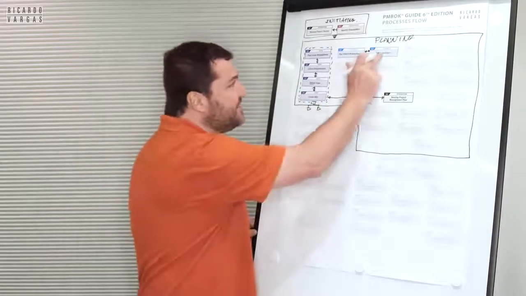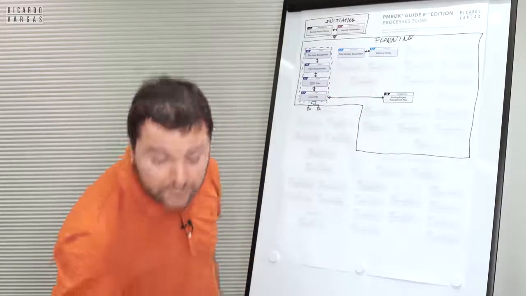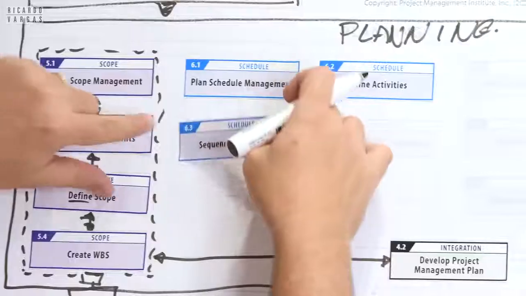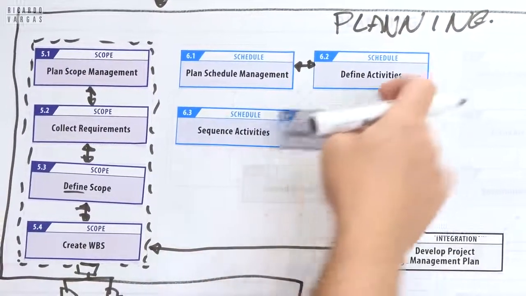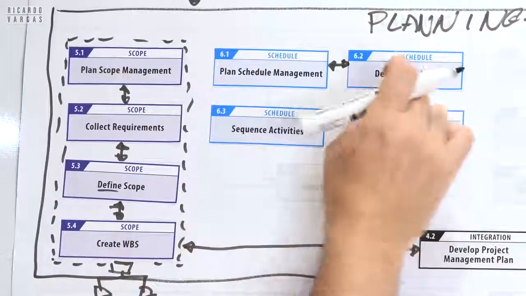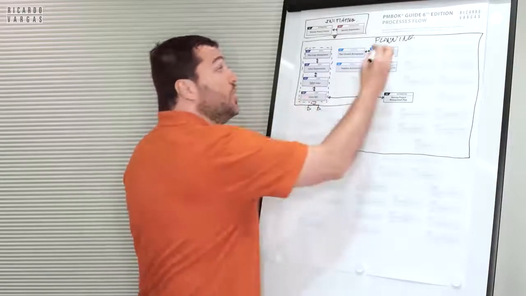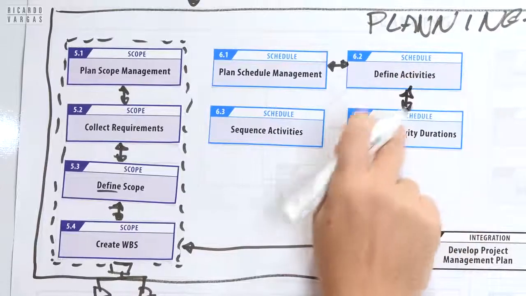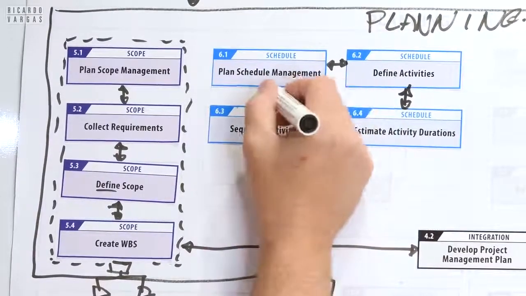And why are activities here? Because the activities are the root of how you create your sequence and the duration. So you need to have this granularity. You need to understand which kind of activities, to then understand, okay, how much time? And what do I need to do first?